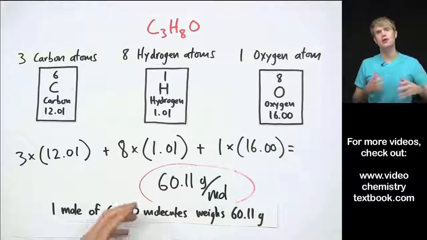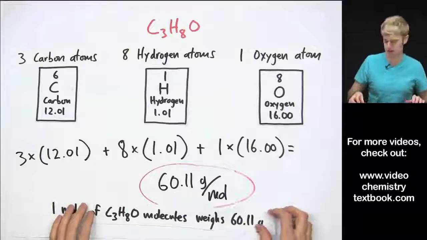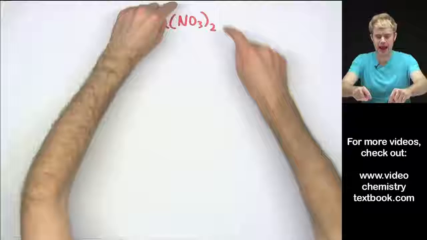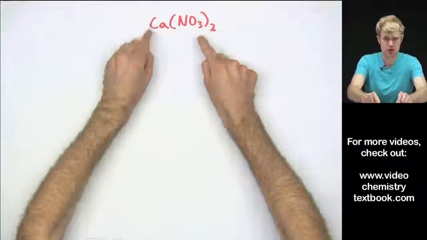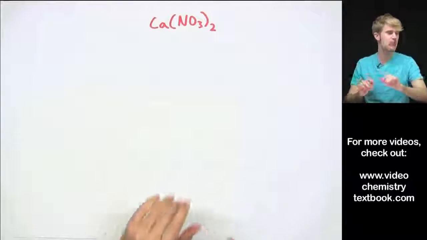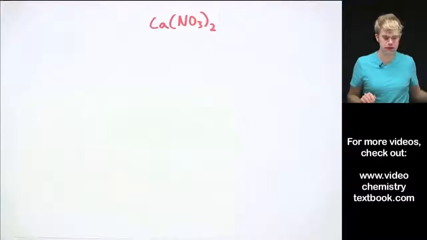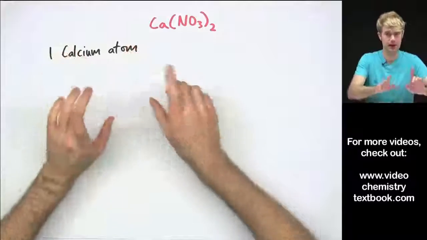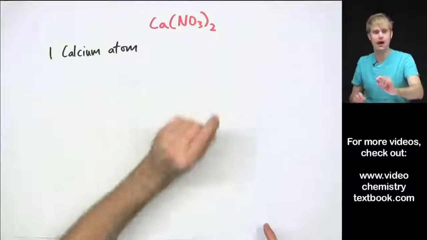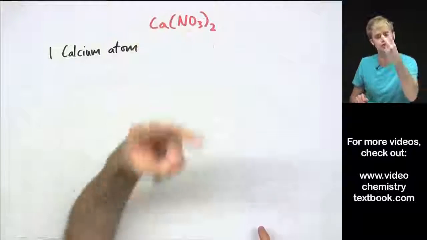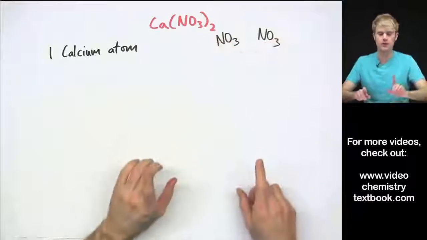Now let's keep going and look at some examples that are a little bit more complex because they have parentheses in them, which can get a little bit tricky. Okay, Ca, and then we have parentheses, NO3, 2. So let's use this formula to figure out how many of each type of atom we have. The first thing we have is Ca without anything after it. So that means that we have 1 calcium atom. Now we have NO3, but it's in parentheses and there's a 2 after that. So what that means is that we have 2 NO3s. Here they are, NO3, NO3.